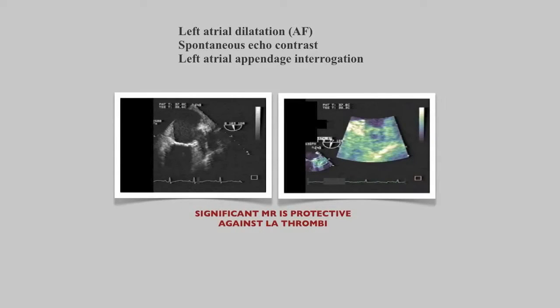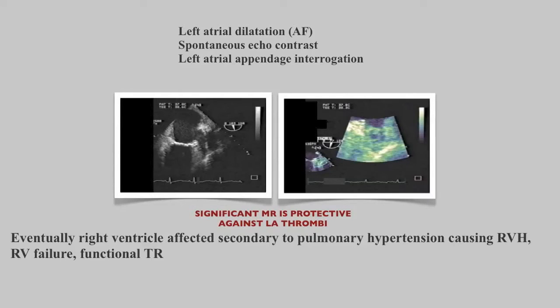Significant mitral regurgitation results in active blood flow in the left atrium and is thus protective against left atrial thrombus formation. In significant mitral stenosis, the left atrium becomes pressure overloaded and pulmonary hypertension results. This can lead to right ventricular hypertrophy, failure, and functional tricuspid regurgitation.